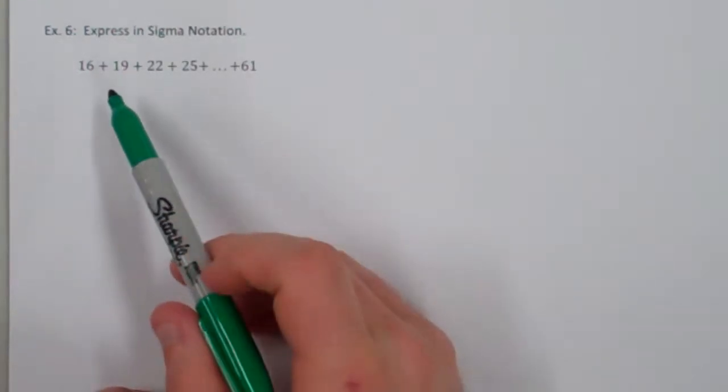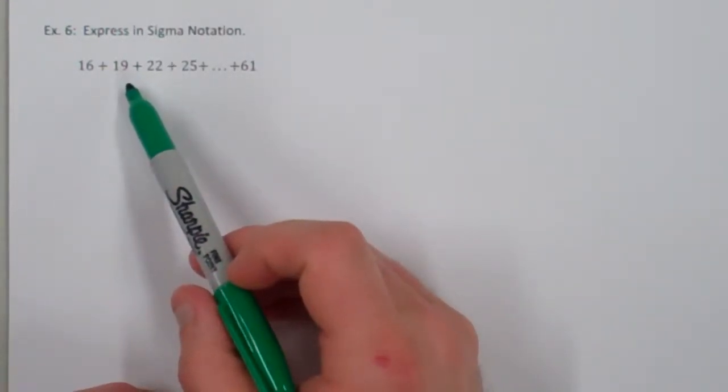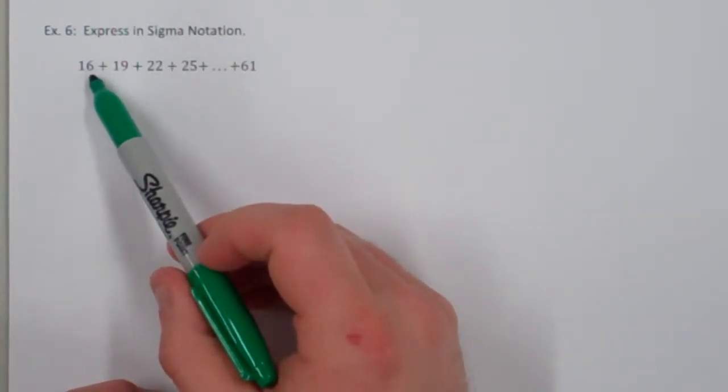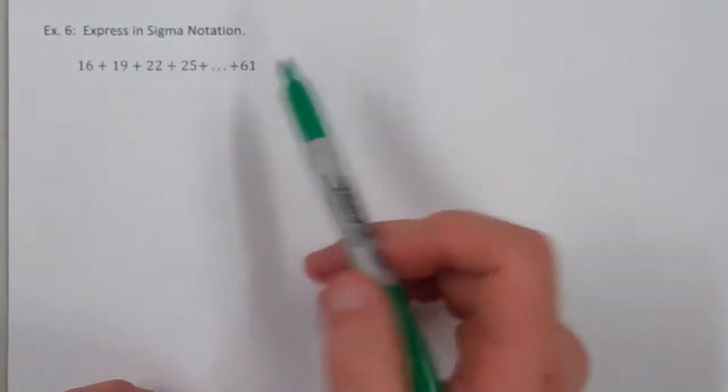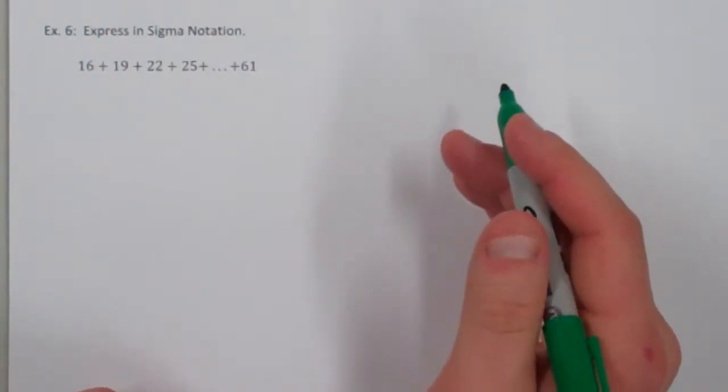Example 6, kind of similar to example 5, we need to express the series in sigma notation. One thing that I like to do is to see if I can find the pattern between the numbers, and then I can write my general term. This appears to be, if we add 3, add 3, add 3, that appears to be just an arithmetic sequence or an arithmetic series.